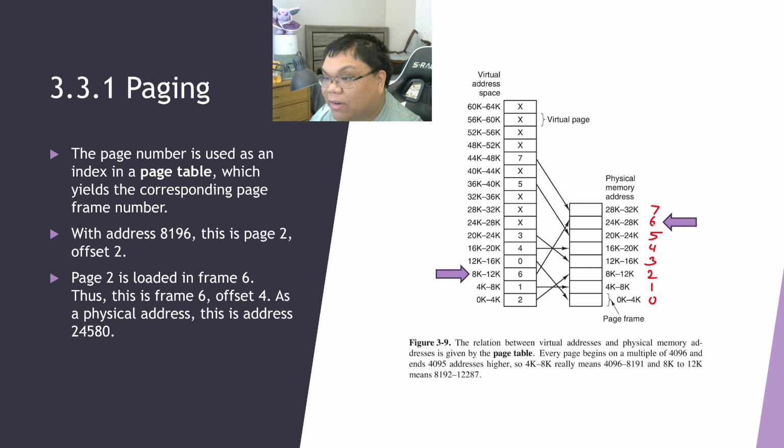So with address 8196, this is page 2 offset 2. Page 2 is loaded into frame 6, thus this is frame 6 offset 4. As a physical address, this is address 24580.